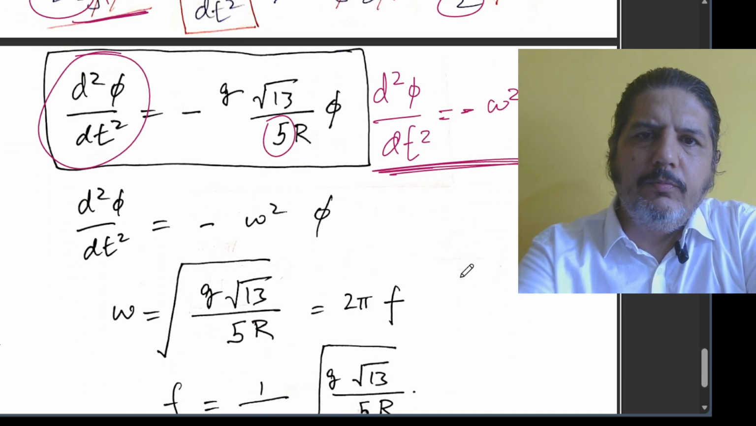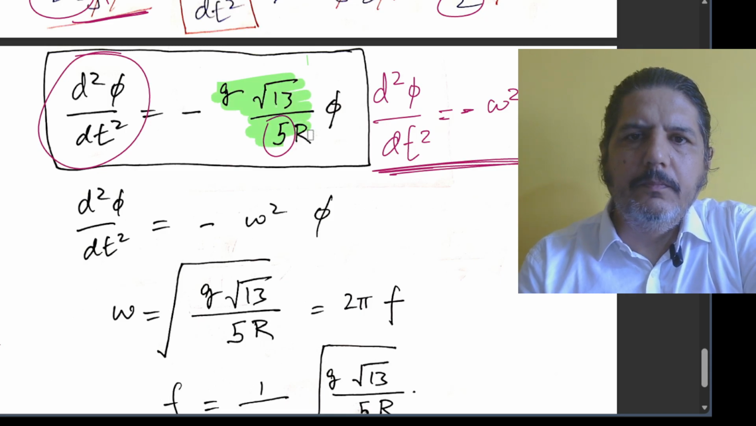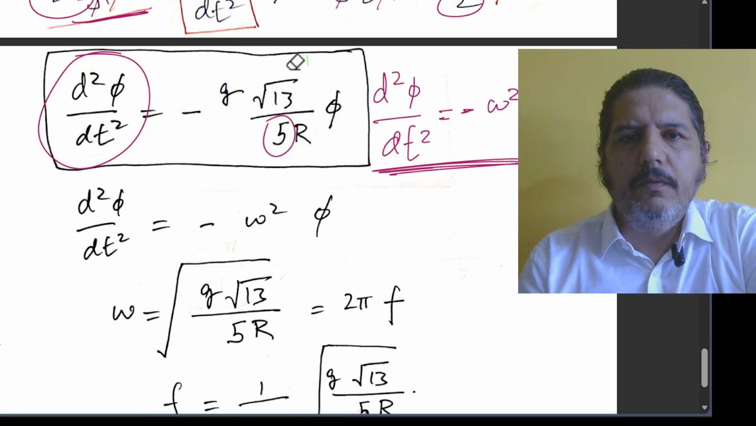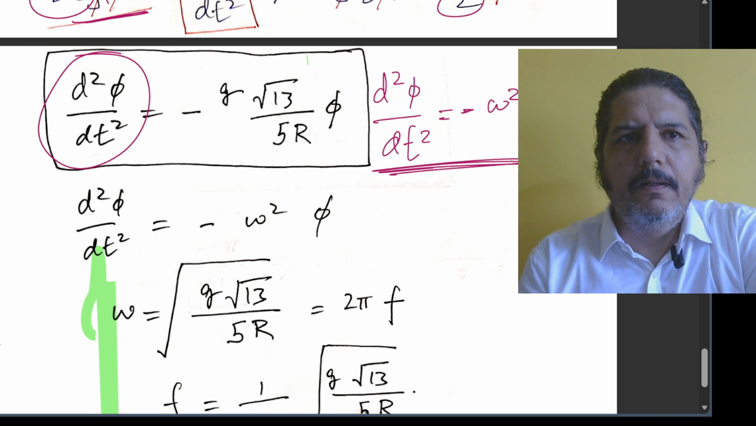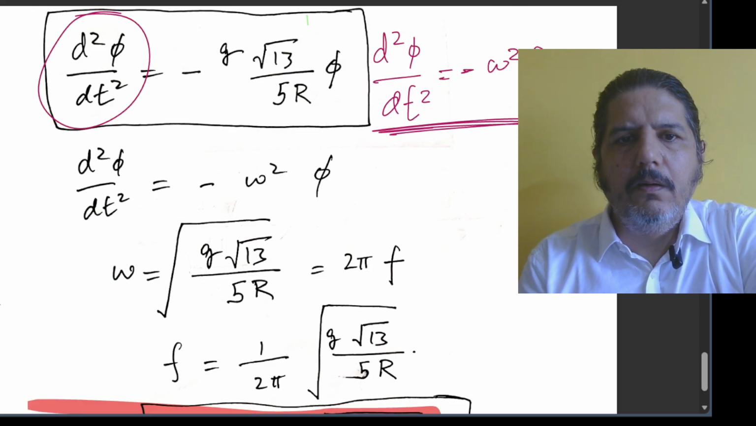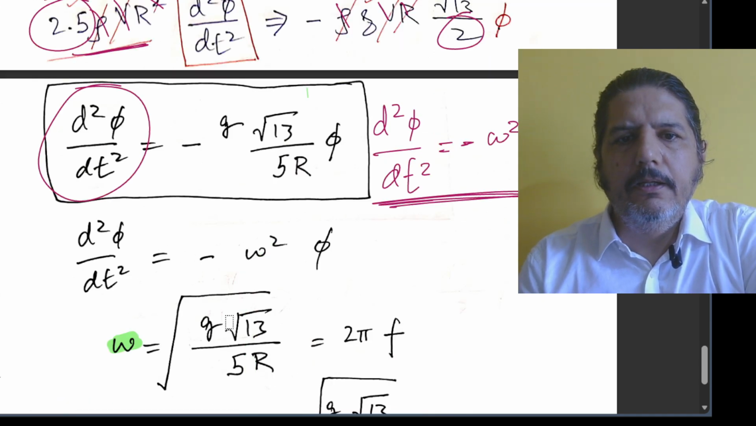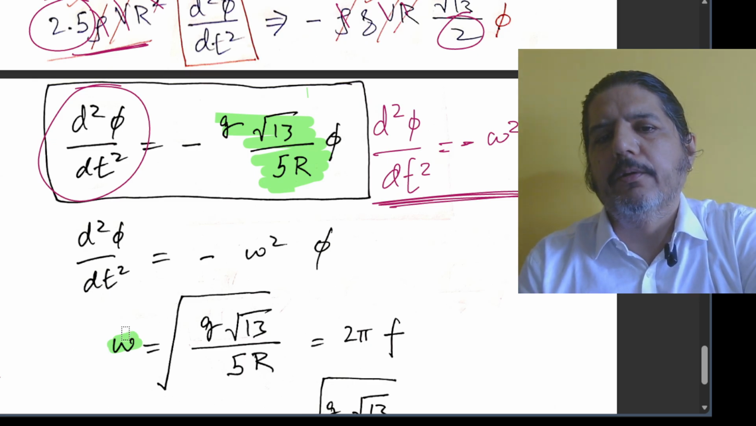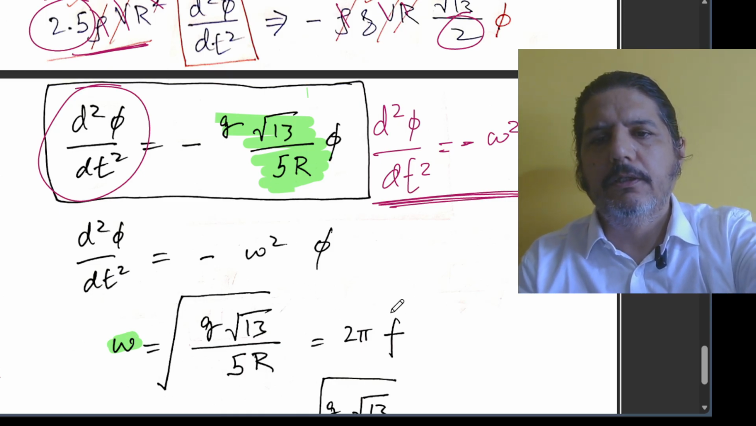So this portion, let me highlight this, is equal to omega square. This is what I have done here. This omega is equal to the square root of g root 13 by 5r, because I'll be comparing these two: omega square is equal to g root 13 by 5r, so it will be a square root. And this omega is equal to 2 pi f.